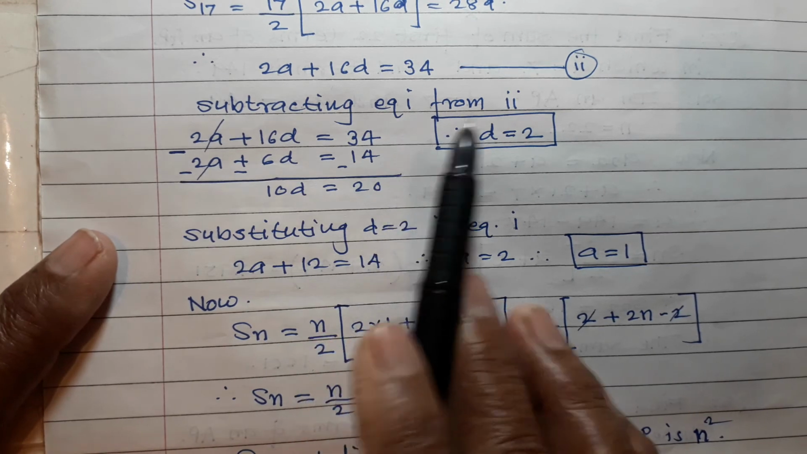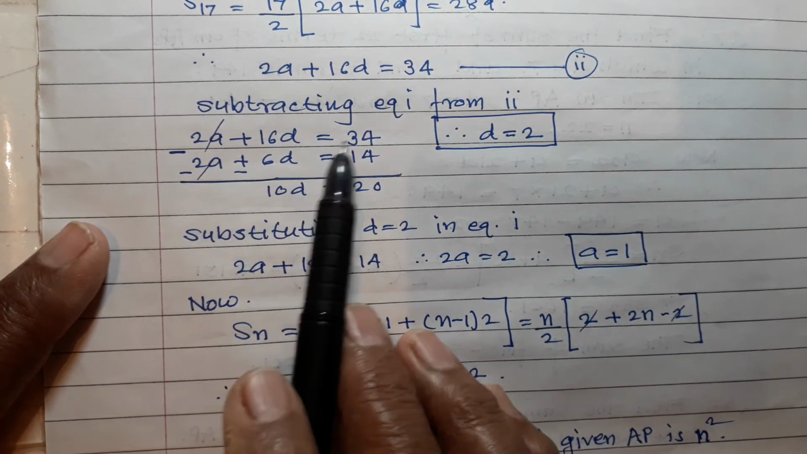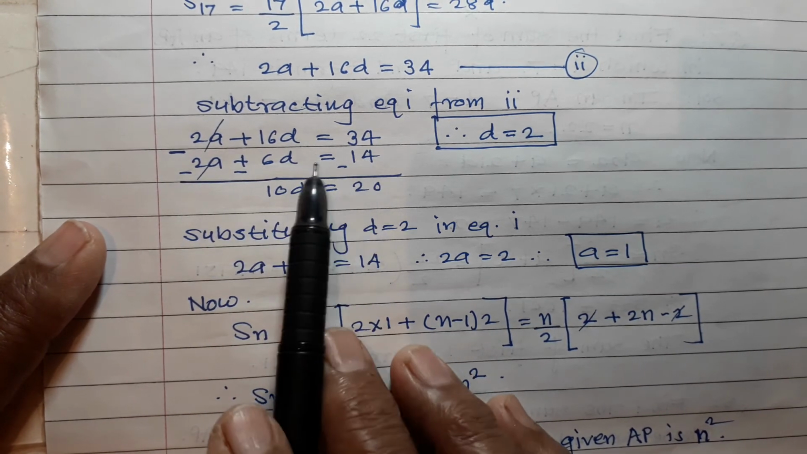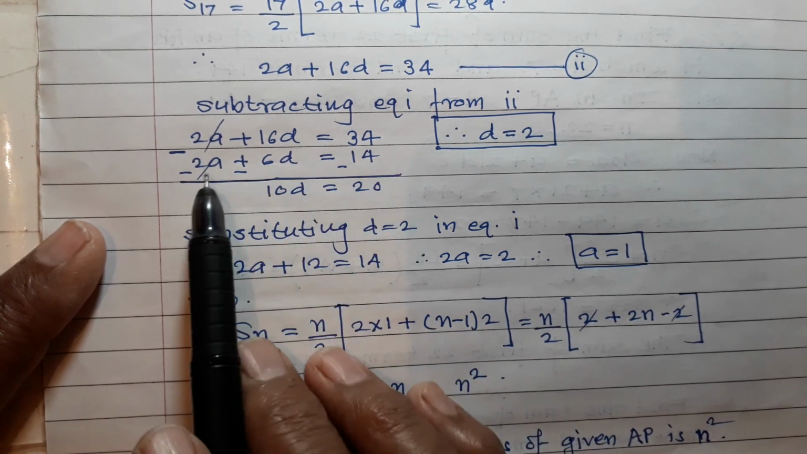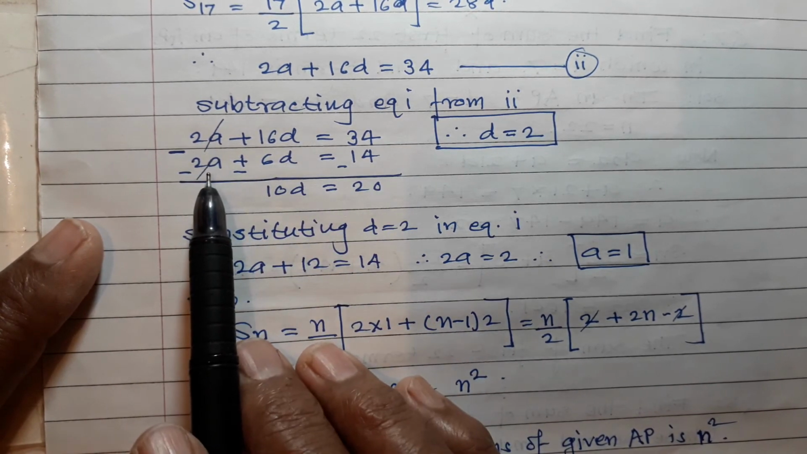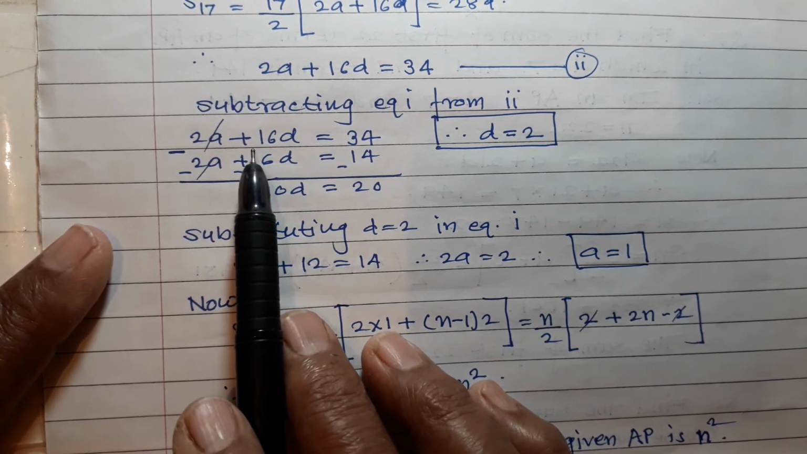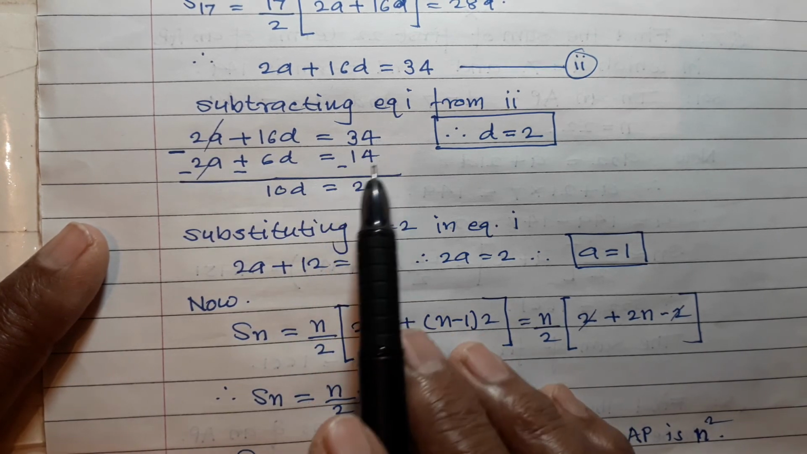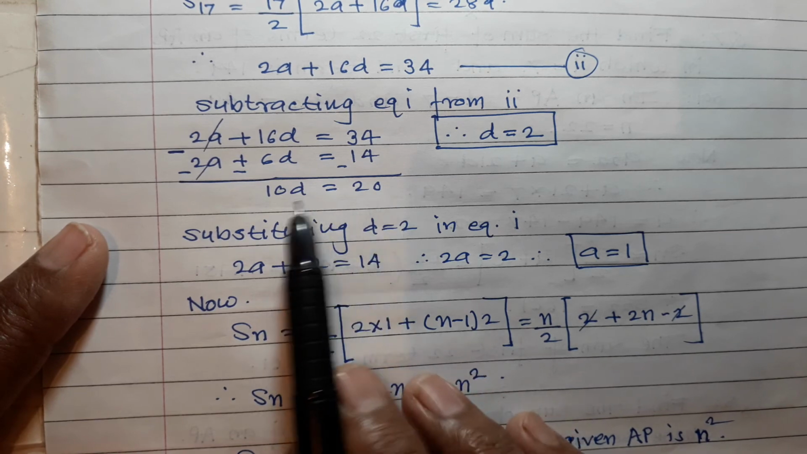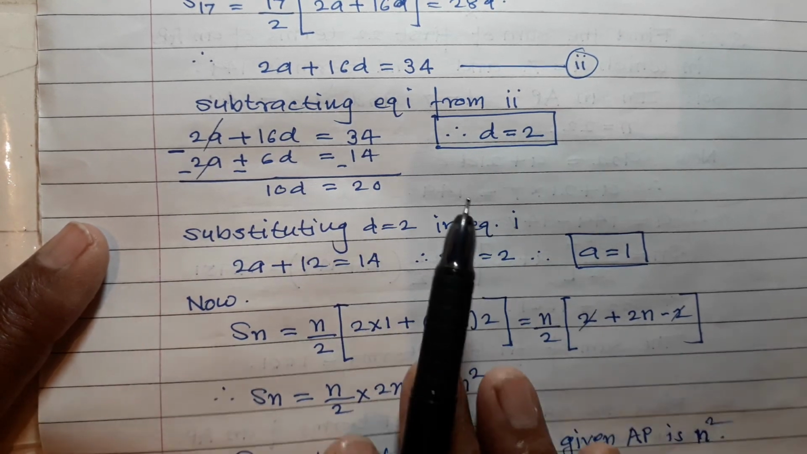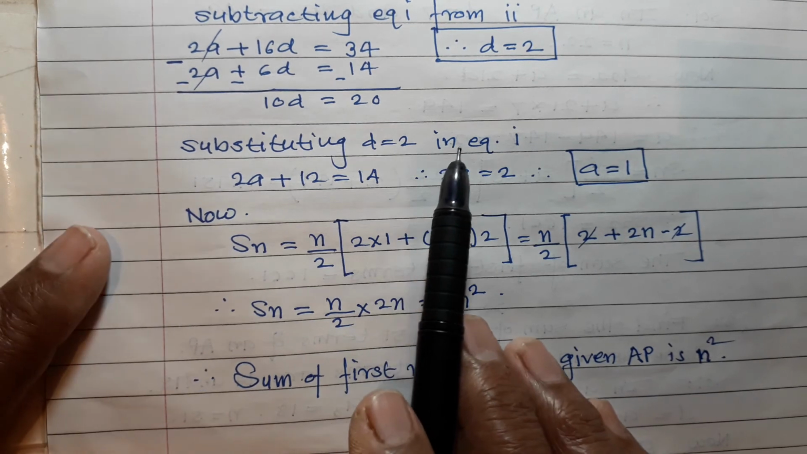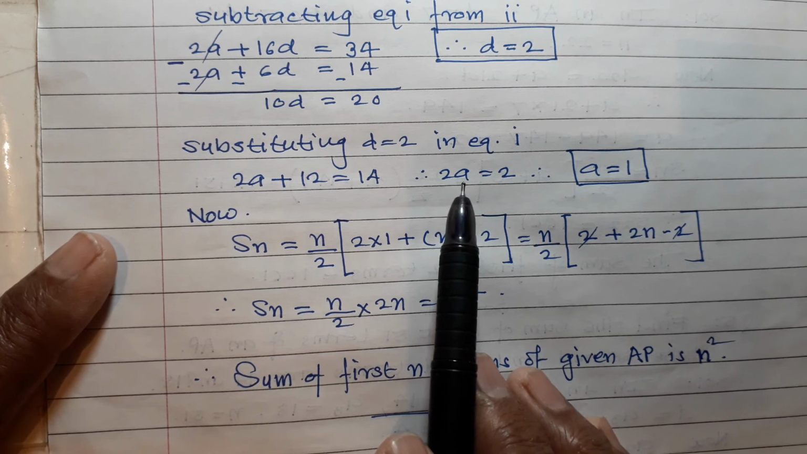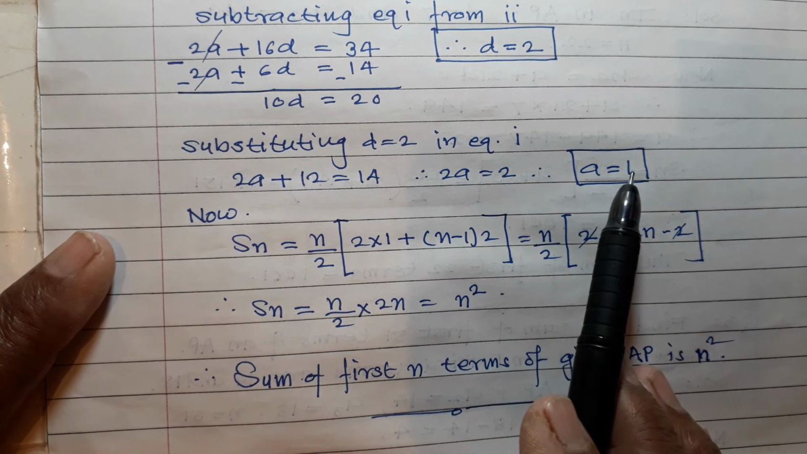Subtracting equation number 1 from 2, 2a plus 16d is equal to 34 minus 2a plus 6d is equal to 14. Subtraction, change the sign. This 2a and this 2a get cancelled. 16d minus 6d is equal to 10d. And 34 minus 14 is equal to 20, and hence d is equal to 2. Substituting d is equal to 2 in 1, 2a plus 12 is equal to 14, and therefore 2a is equal to 2, a is equal to 1.